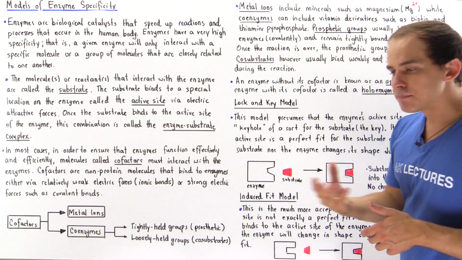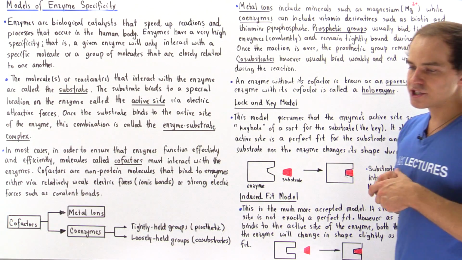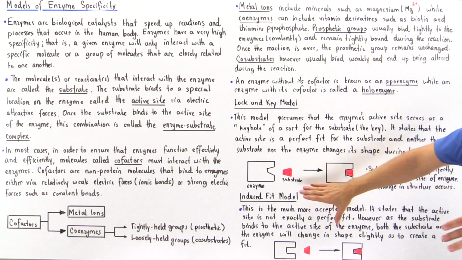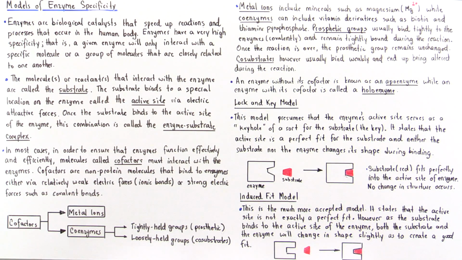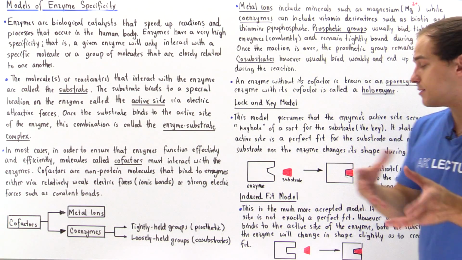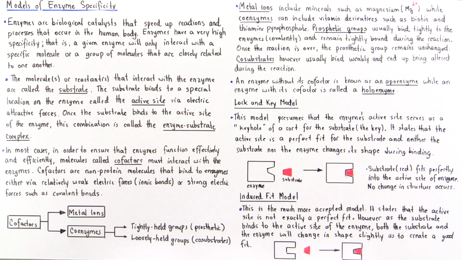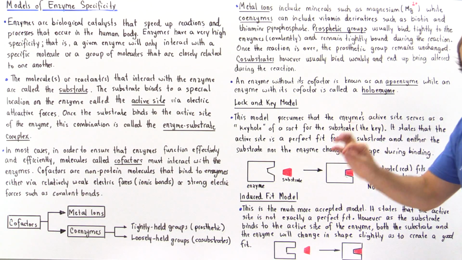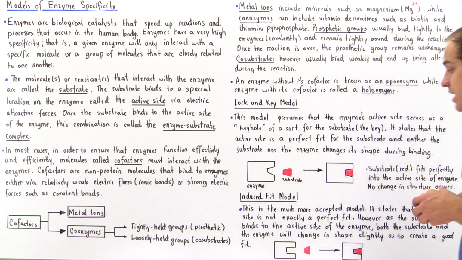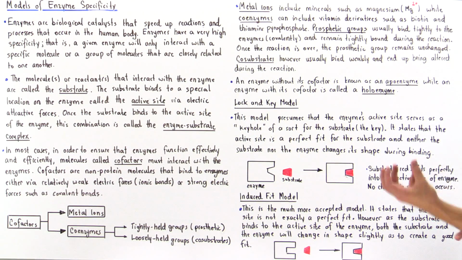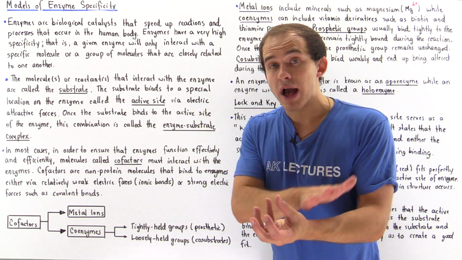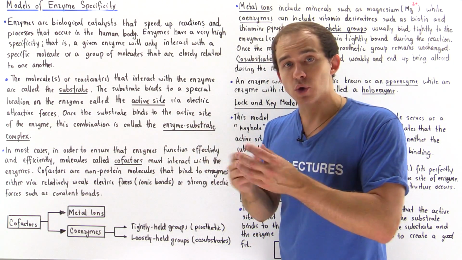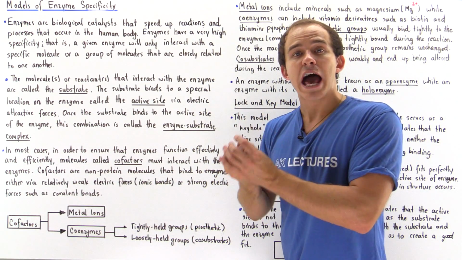Now, the more accepted model, what we think actually takes place on the molecular level between the substrate and the enzyme, is described by the induced fit model or the induced fit theory. So this is the much more accepted model. It states that the active site is not exactly a perfect fit. However, as the substrate goes into the active site, the enzyme's active site, as well as the substrate itself, actually change in shape ever so slightly to create that perfect fit.